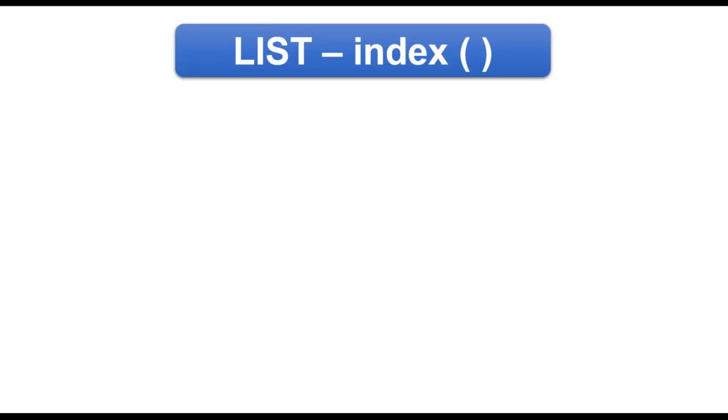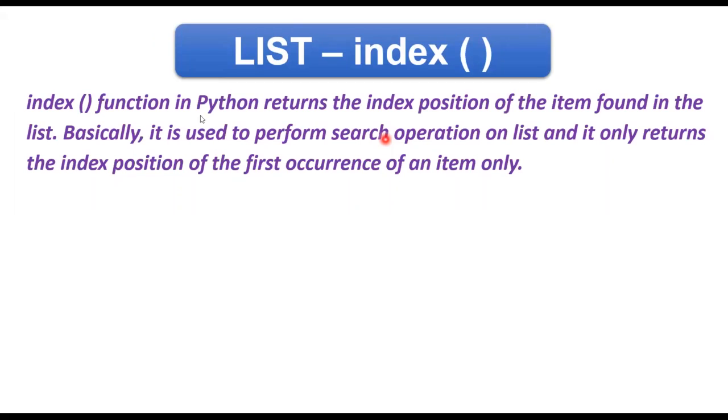Today we are going to talk about one more built-in functionality of list, which is known as index. So let us start with it. The index function in Python returns the index position of the item found in the list, which means that the index method is used to perform the search operation in the list, and it will return the index position of an item where it is found. So basically it is used to perform search operation on a list, and it only returns the index position of the first occurrence of an item only.